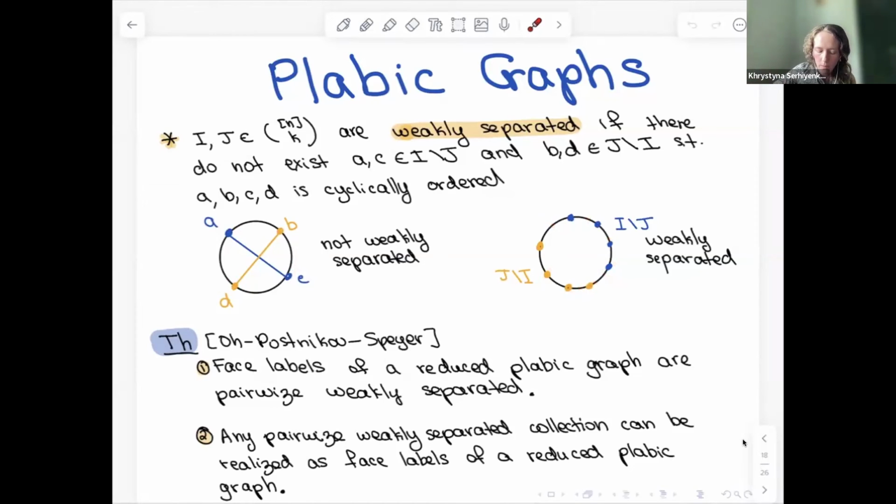And then you have a classification of these phase labels in terms of these weakly separated collections by Oh, Postnikov and Speyer, which says that the phase labels of a reduced plabic graph are pairwise weakly separated. So if you went back to that example, the phase labels we got would all be weakly separated. And conversely, any pairwise weakly separated collection can be realized as phase labels of a reduced plabic graph. So you have this very, very nice correspondence.